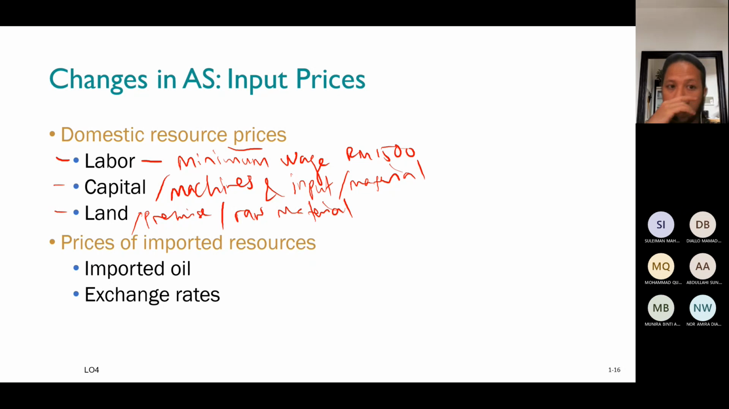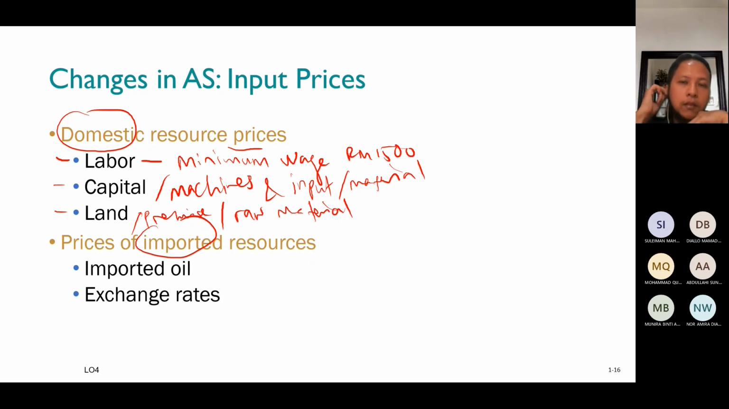Okay, the cost of the raw material, because land refers to not only the land that we see, but also the things that are inside the land. Yeah, so these are factors. These three, labor, capital, and land, are usually the domestic price. Okay, but there's also the imported resources.